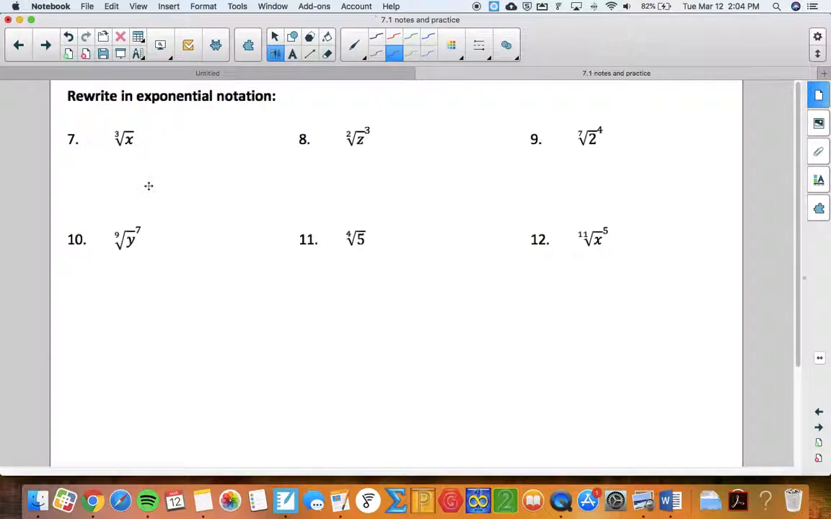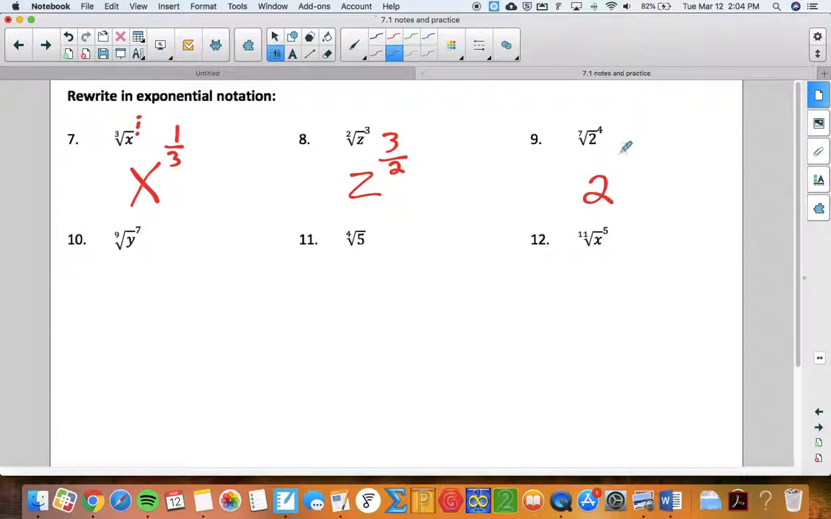Now we're going to write this in exponential form, so going backwards. So I'm not going to have a radical written down. So what number would have been in the denominator of my fraction? It would have been a 3. And the power here is a 1, so it has to be 1/3. Our base is z. The denominator is the index, and that's 2. And it's raised to the power of 3, so it's 3/2.